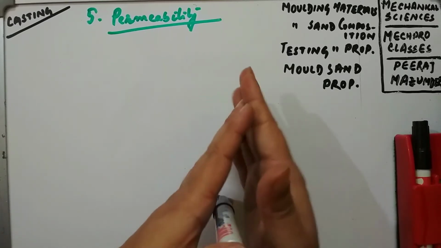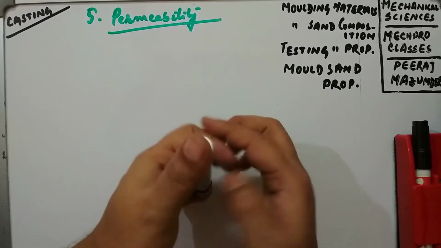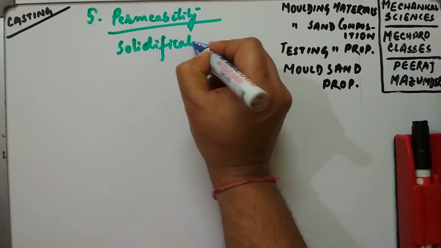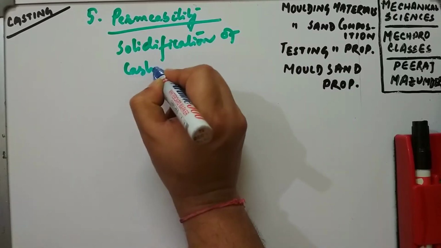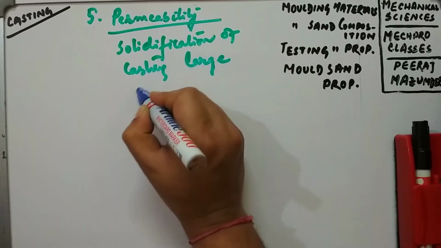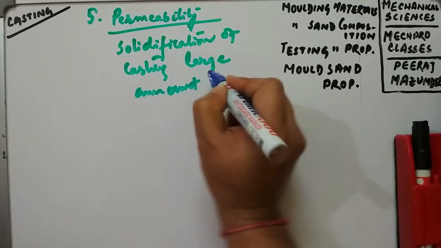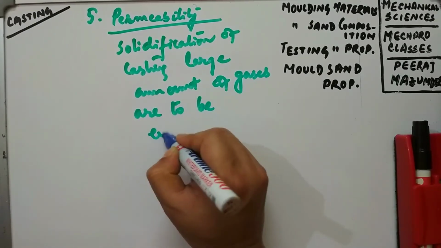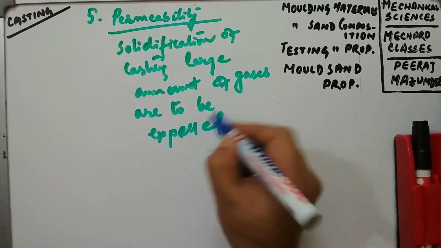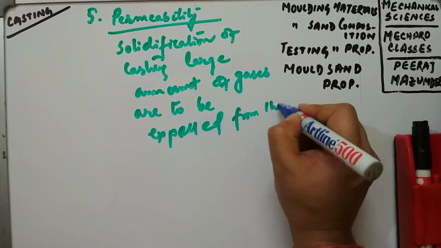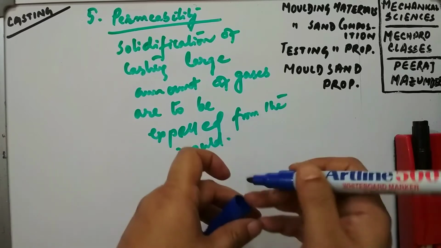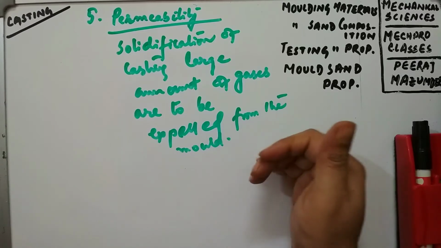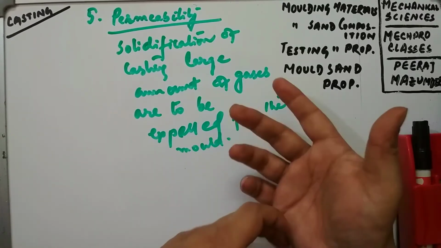So during the solidification of casting, a large amount of gases are to be expelled from the mold. The gases are those which have been absorbed by the metal in the furnace, air absorbed from the atmosphere, and steam and other gases generated by the molding and core sands.